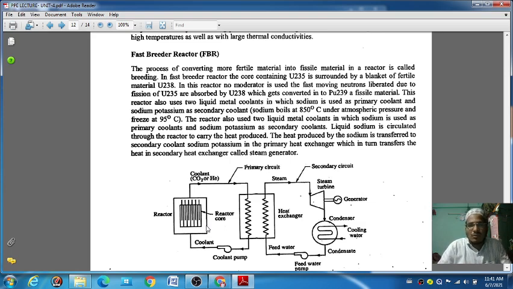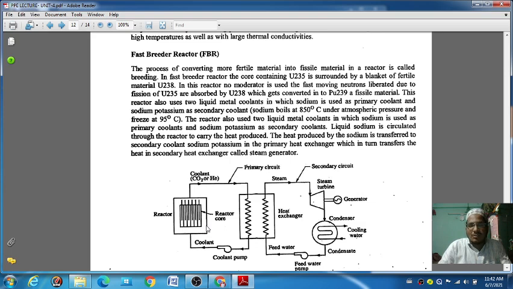Here, which type of nuclear fuels are we using? We can see that the core contains uranium 235, and the blanket of fertile material is U238. For fission we use U235, and for absorbing purposes U238, which gets converted into plutonium Pu239. After a while fission will take place. So these are the fuels we are taking for the fast breeder reactor.